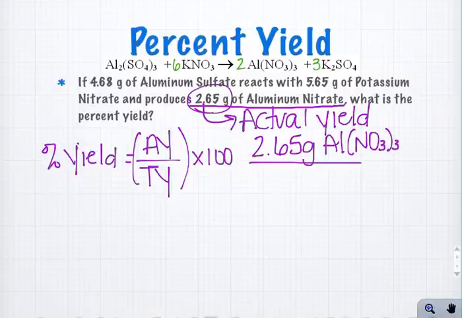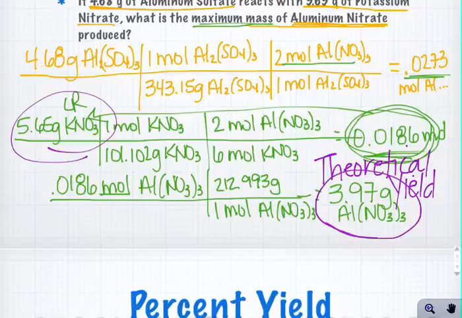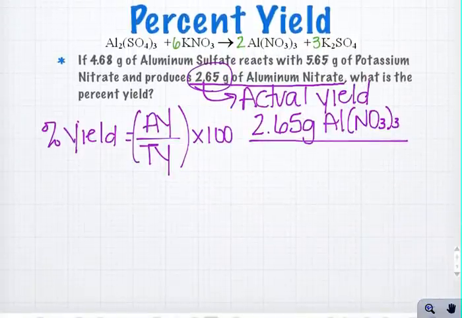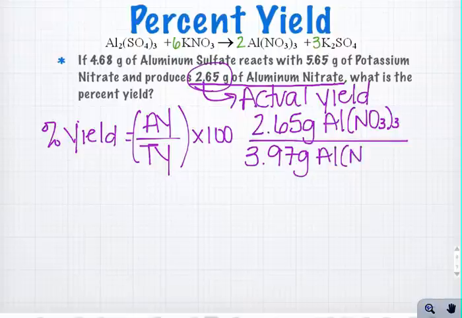And then the theoretical yield is what we calculated back up here in the original limiting reactant question. So this 3.97 grams is our theoretical yield that we're going to put right down here on the bottom. 3.97 grams of AlNO3. And then we take this whole thing and we multiply it by 100.